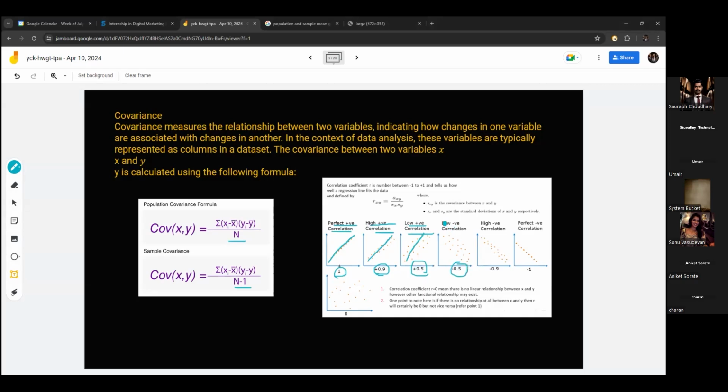Minus 0.5 means low negative correlation, meaning there is a relationship but negative. When negative, it means as the x is increasing, the y is decreasing. And if you see minus 0.9, it means high negative correlation, a very strong relationship but negative. Perfect negative correlation is -1. Okay, it will give you values like this.